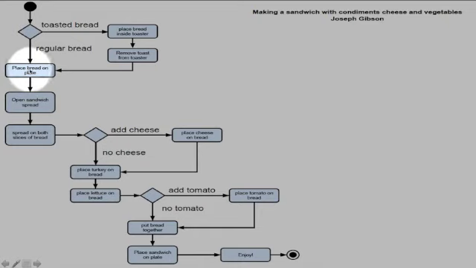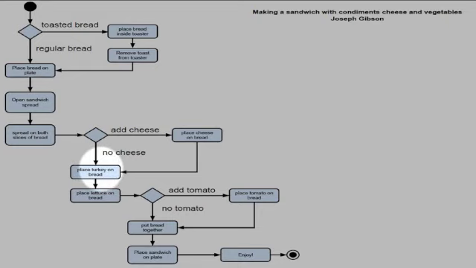Once the bread is placed on the plate, we're going to go to our next action, which is to open our sandwich bread. Once the sandwich bread is open, we're going to spread that sandwich bread on both slices of bread. Then we're going to move to our next decision, which is whether or not we want to add cheese. For this decision, I'm going to go with no cheese, in which case we're going to go straight to placing the turkey on the bread.